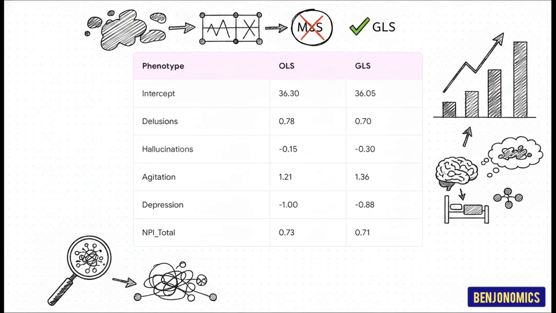Next, just look at the difference in the estimates. Because the patients are clustered, standard OLS point estimates, while technically unbiased, are mathematically inefficient. When we apply generalized least squares, assuming a plausible intraclass correlation, the estimates physically shift. Hallucinations move from -0.15 down to -0.30. Agitation moves from 1.21 up to 1.36. In critical medical research, relying on the wrong math leads to inefficient estimates. You absolutely need robust estimators when dealing with real-world structures. There's just no way around it.